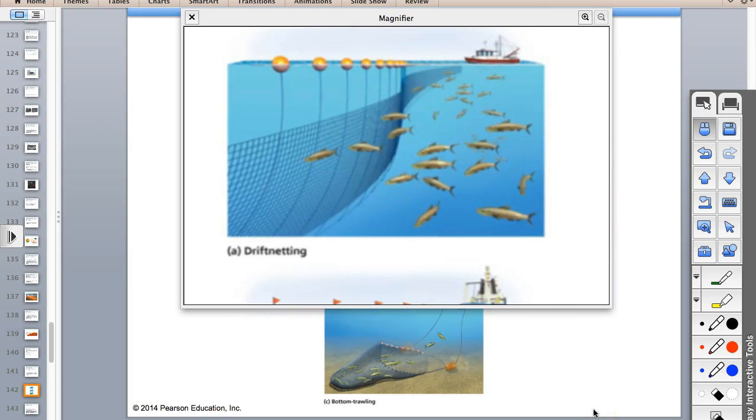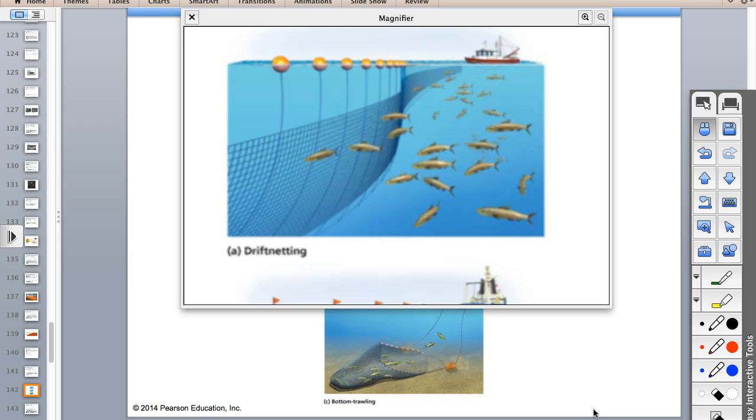So, anyway, there are a couple of different kinds of fishing practices you need to be aware of. They haven't asked about fishing and overfishing on the AP exam in several years. Population is overdue, fishing practice is overdue, and El Nino is a big thing this year, so I feel like they might ask about El Nino.